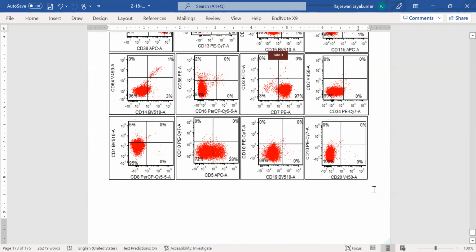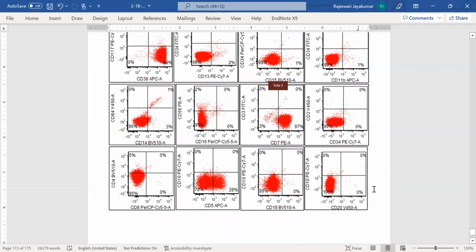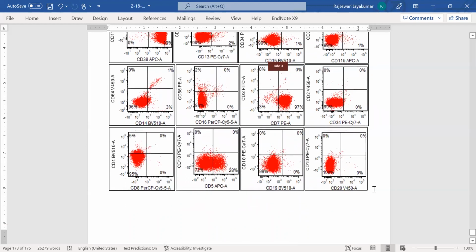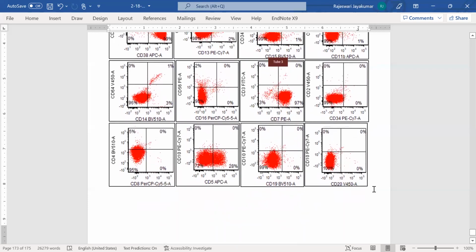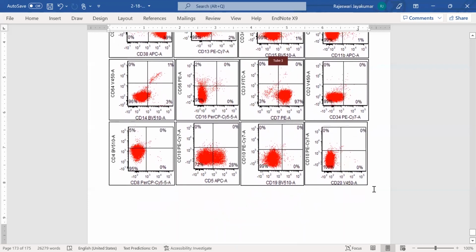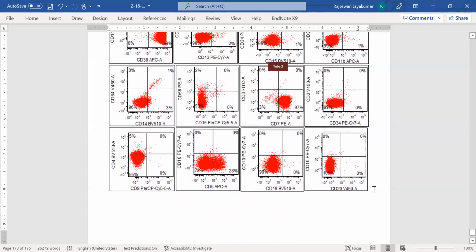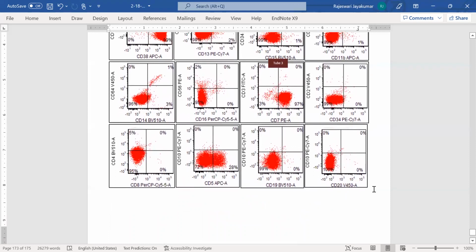CD19 is negative, and CD20 and 10 are negative, so they do not express B-cell markers. So far, the initial or the screening panels did not give us an answer. They are only positive for 38, 7, and partial 5. So now we have to add on extended tubes to see if there is expression of any other lineage markers like erythroid or megakaryocytic, and we also have to do the cytoplasmic CD3 to see if these are T lymphoblasts.